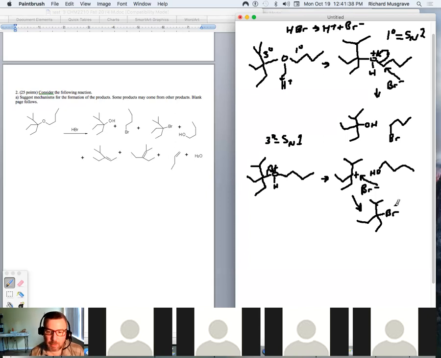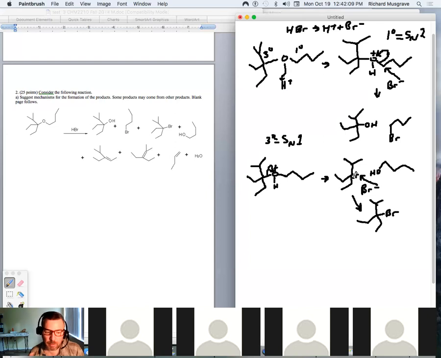All right, any questions about those two methods and why? Look at the first one. This is the Sn2. Look what's happening here. You've got the Br joining and the OH breaking off at the same time. In the Sn1, we contrast it with that. The OH breaks off first and then the Br minus comes in. It's the same steps, just done differently because of the different nature of the carbons attached to the oxygen.